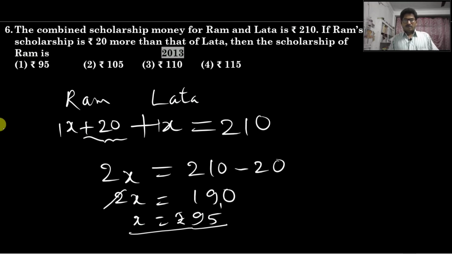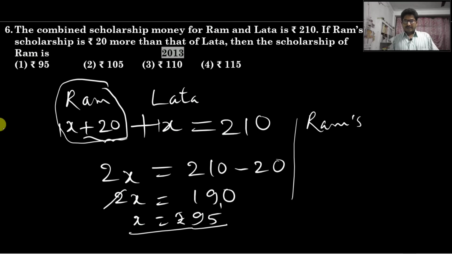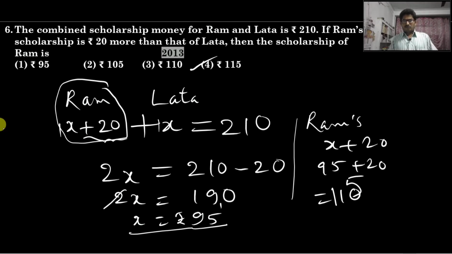Then the scholarship of Ram. But we have to find Ram's scholarship, not Lata's. So that's why Ram's scholarship is X plus 20. So 95 plus 20, 115. 115 rupees. 115, option 4.